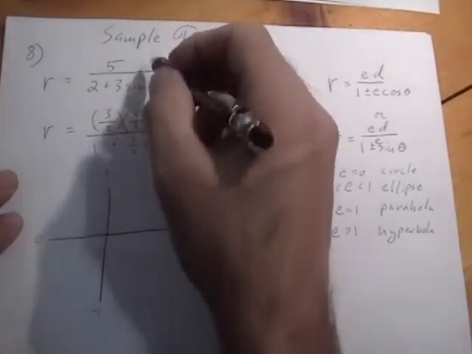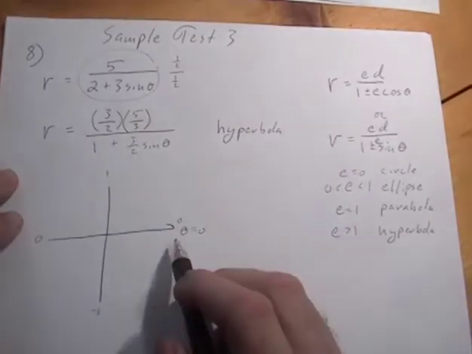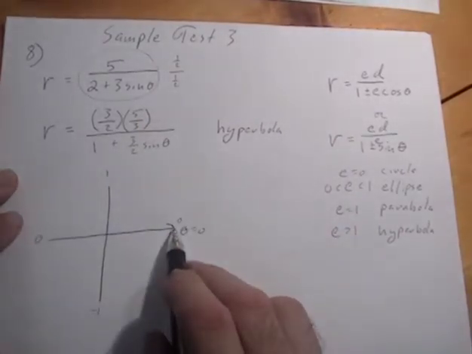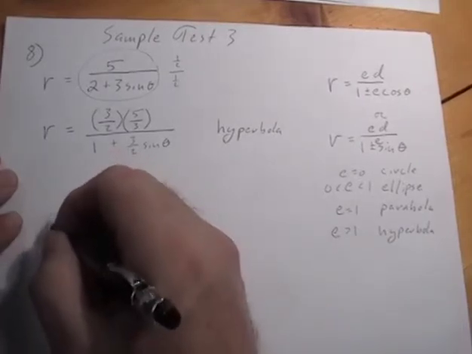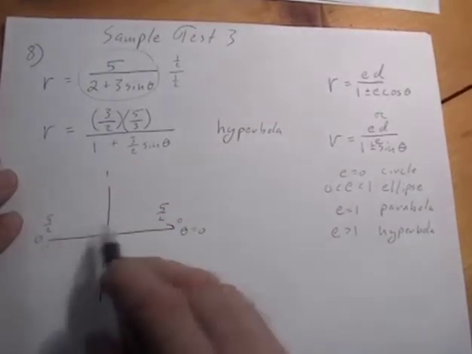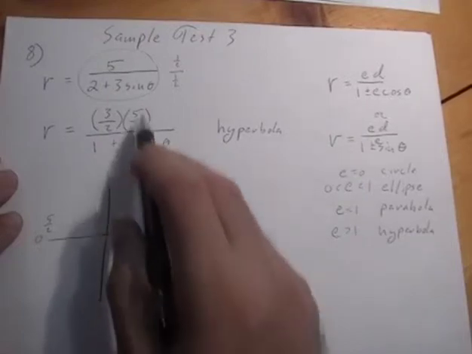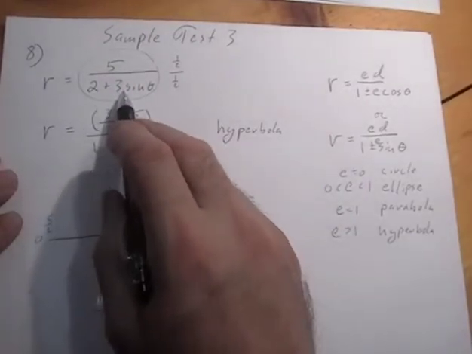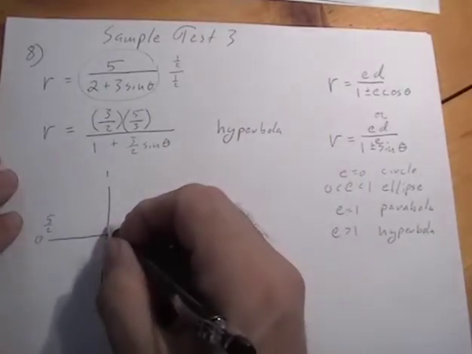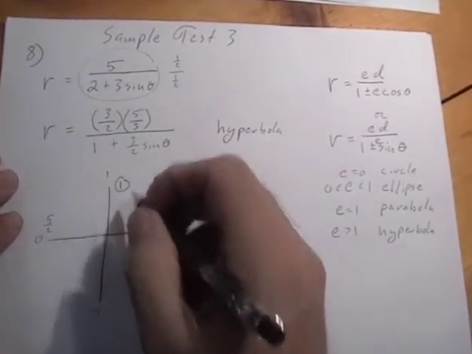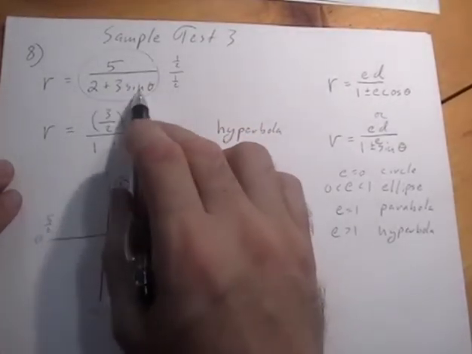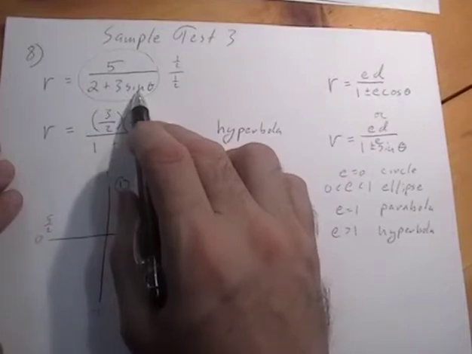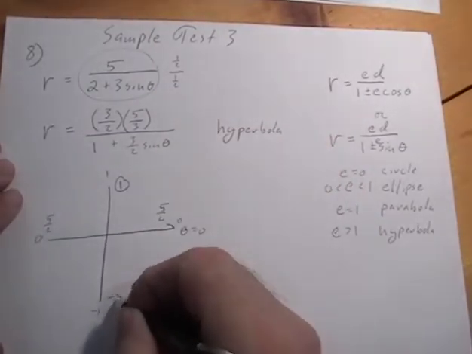I go back to this form. In this direction, I've got 5 over 2 plus 0. So just 5 halves here. In this direction, I also have 5 halves. In this direction, I have 5 over 2 plus 3. That'll be 5 over 5, which is 1. In this direction, looking this way, I would have 5 over 2 minus 3. That would be 5 over a negative 1. That would be a minus 5.